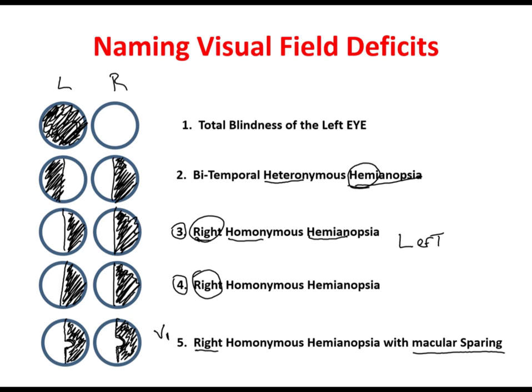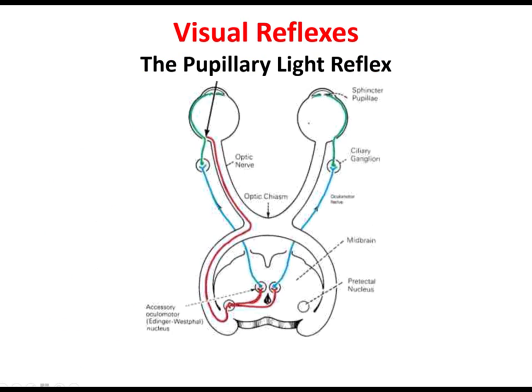So again, remember, the information from the left visual fields ends up in the right cortex, and the right visual fields from both eyes end in the left cortex. So that's how we would name those different deficits that we have seen earlier.